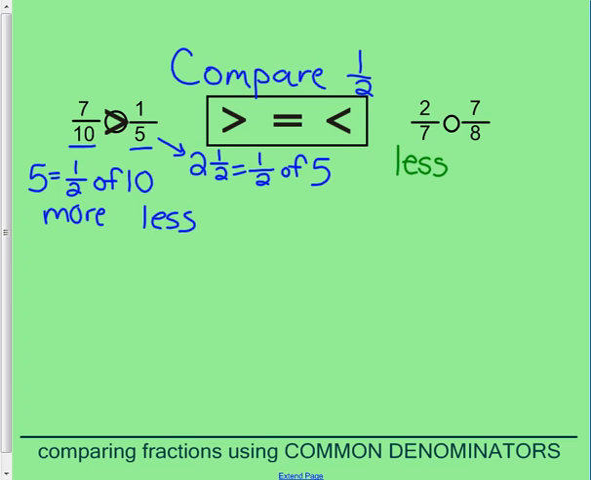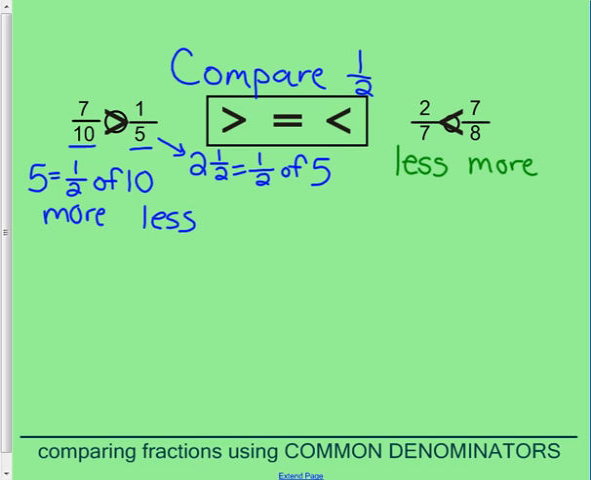But 7/8, that's almost 1 whole. This is going to be a lot more than 1/2. 4 would be a half, and I have 7 of them. So because my first fraction is less than a half and my second fraction is more than a half, I know that I would put the less than symbol in between the two. This one really doesn't take a lot of thinking and work, so kids really seem to like this way.